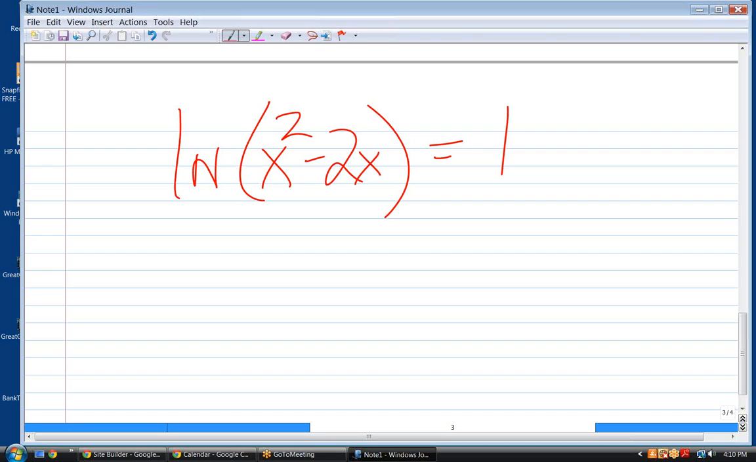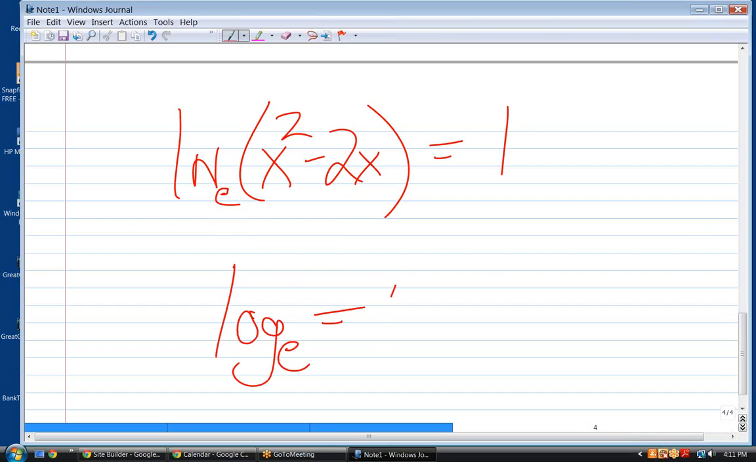What is the base of the natural log? In other words, what is this number right here if I were to write it? Would it be 10, or is that only for logs? It's e. That's the number e. That's what natural log is. In other words, log base e equals natural log.